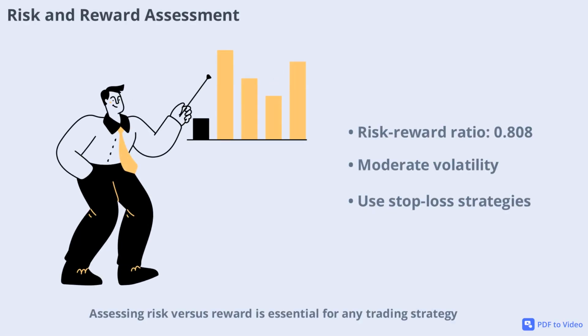Assessing risk versus reward is essential for any trading strategy. Mu's risk-reward ratio is 0.808, indicating that potential risks slightly outweigh expected rewards in the current setup. The ATR and volatility measures suggest moderate risk, while the technical score of 25.58 and momentum score of 217.21 provide a mixed outlook. Traders should consider stop-loss strategies and position sizing to manage exposure. Let's discuss how to balance risk and reward when trading Mu.